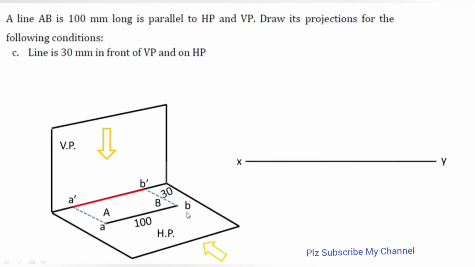This one is the XY reference line, and first of all I need to draw my top view first, because true length is visible in the top view and also in the front view, but we are going to start with our top view first. So 30 mm below, because after rotating HP 90-degree clockwise, this 30 mm distance is going to downward in below the XY. So this is my required projection of top view, and its name is small AB, right?